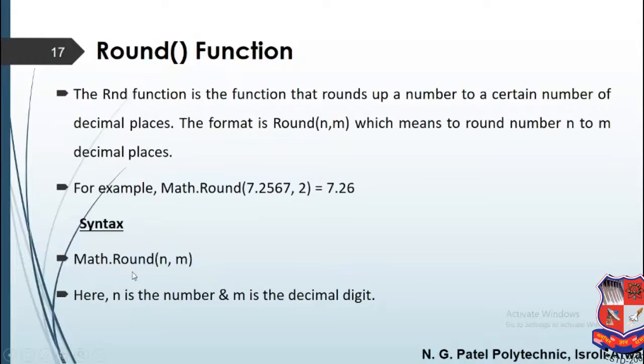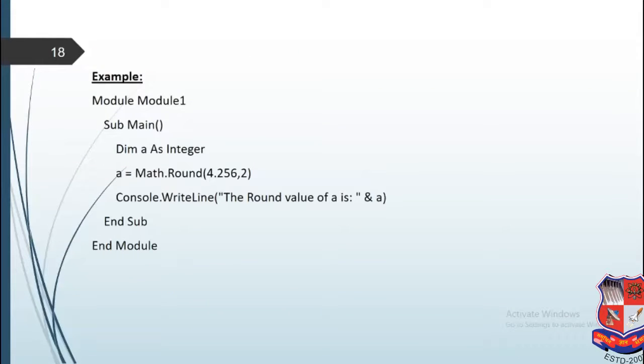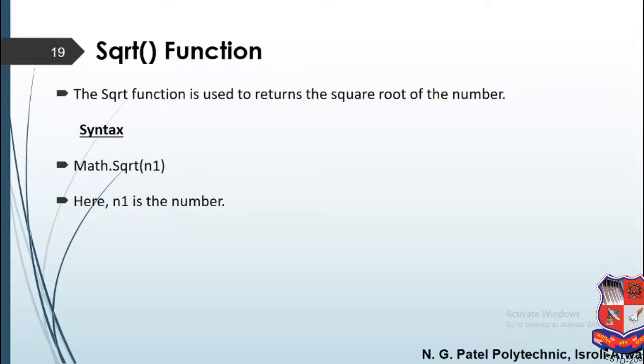Here is the syntax of the Round function: Math.Round in brackets n comma m. Here is the example of the Round function. In this example, we can find the value of 4.256 comma 2. So we indicate 2 decimal places, up to 5, but after 5 there is 6, so 5 plus 1, so the answer will be 4.26. The round value of 4.256 is 4.26, right?